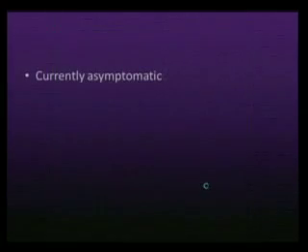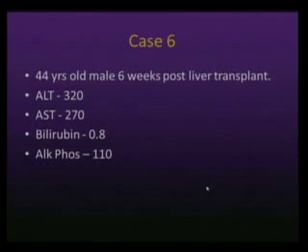Okay, currently asymptomatic. Case 6, 44-year-old male, 6 weeks post liver transplant. This is a case from Williston. So they did a transplant. His ALT, AST are raised, right? These are not normal. Bilirubin is not raised, but alkaline phosphatase is raised. So ALT, AST raised post-transplant tells me there's something wrong happening there.